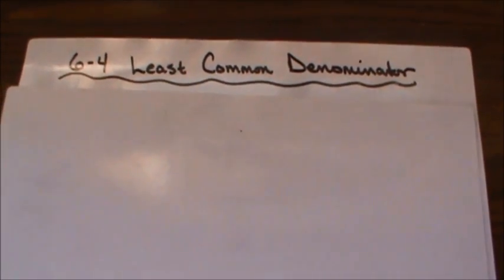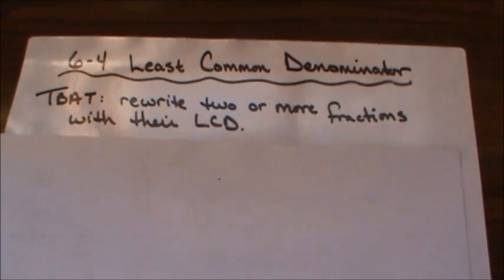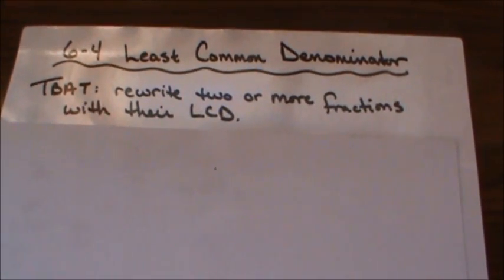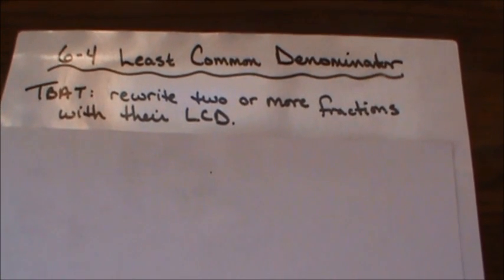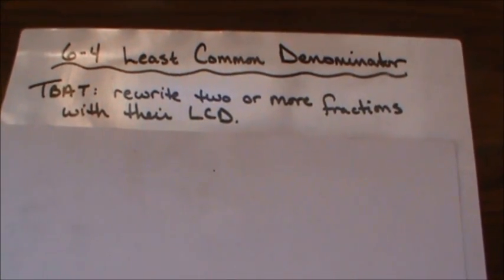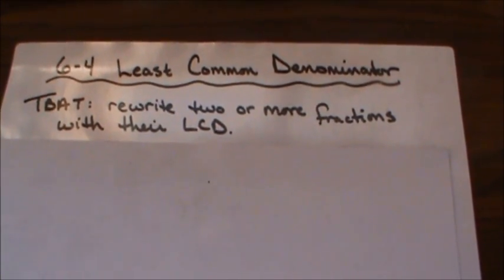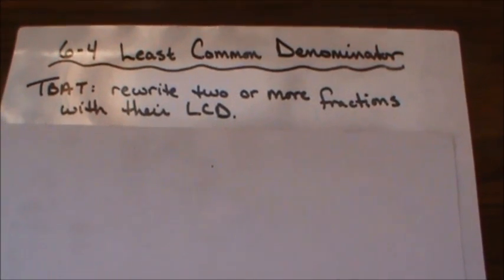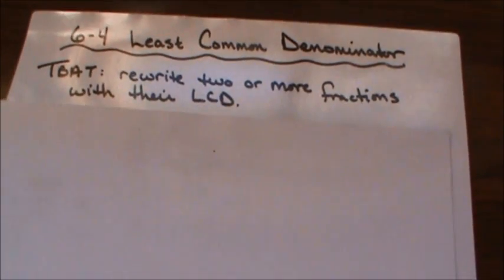Section 6.4, Least Common Denominator. In this section, we're going to attempt to rewrite two or more fractions with their LCD, their least common denominator. And obviously, some of these fractions are going to be plain old numbers, which is nice. You guys have done that before. But we're also going to do algebraic ones.